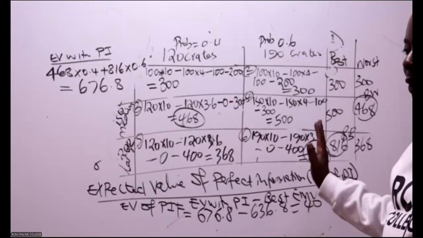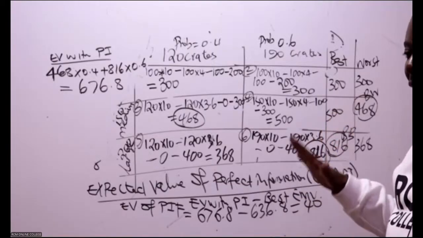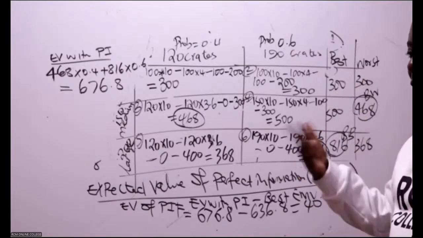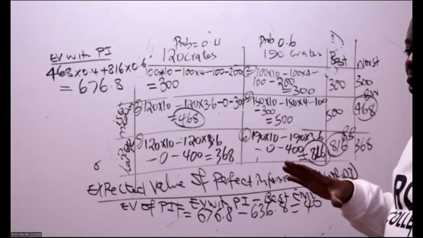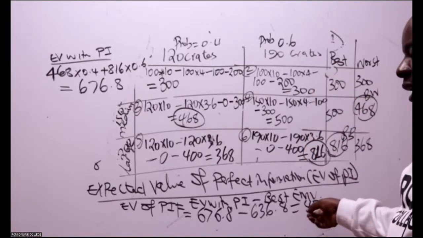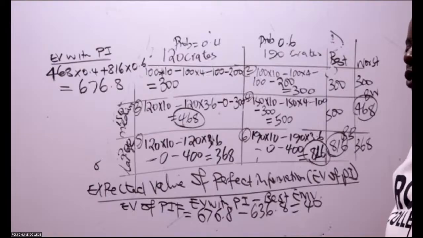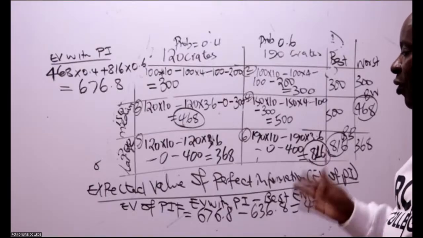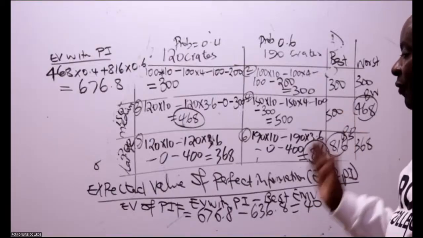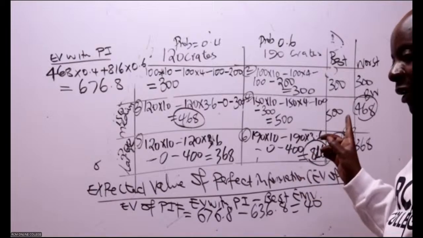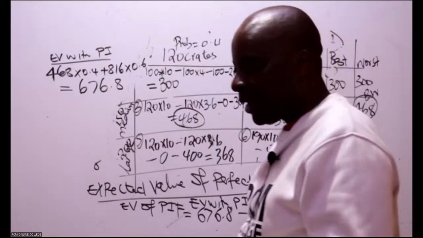Now you can give those experts. So if somebody comes proclaiming that they are an expert and then they want you to give them 100, tell them, no, I've done my EV of PI. I know that your perfect information will give me an extra 40. So whenever we talk of expected value of perfect information, it is EV with PI minus best EMV. I would want you to go and practice this.